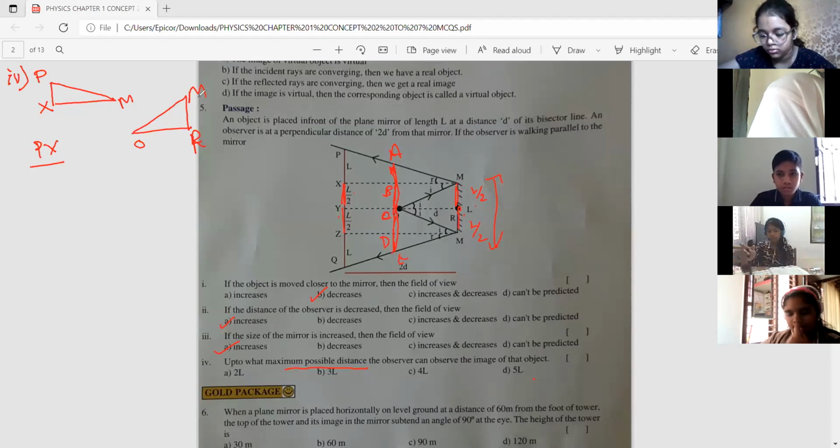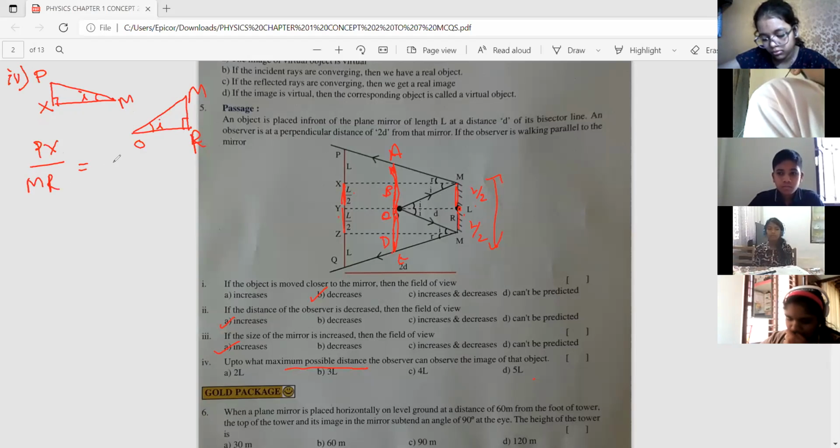Because PX is the same, MN is a perpendicular. Here the angle is 90 degrees, and here also the angle is 90 degrees, and you know this is angle i, and this is also angle i only. So both the two angles are equal and one side is equal, so that is also called an isosceles triangle. In that condition, we just write the ratio of the sides.